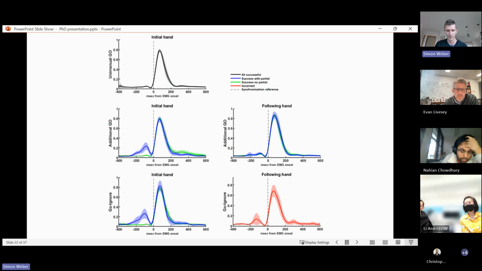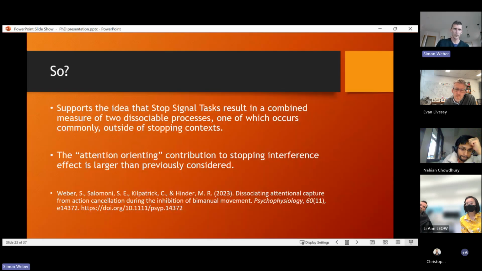And of course, there were behavioural delays associated with these partial bursts as well. So people were inhibiting their movements when they saw that additional stimuli, despite task instructions not to, and then enacting another movement. So what does this mean? Yeah, it supports the idea that stop signal tasks result in a combined measure of two dissociable processes, one of which occurs commonly outside of stopping contexts. Also, we found that this delay, the attentional orienting contribution to the stopping interference effect, is larger than previously considered. And this is in psychophysiology, if you want to look at that more.